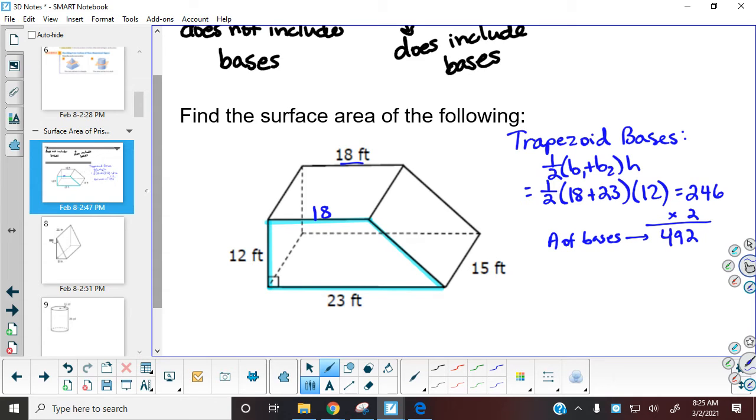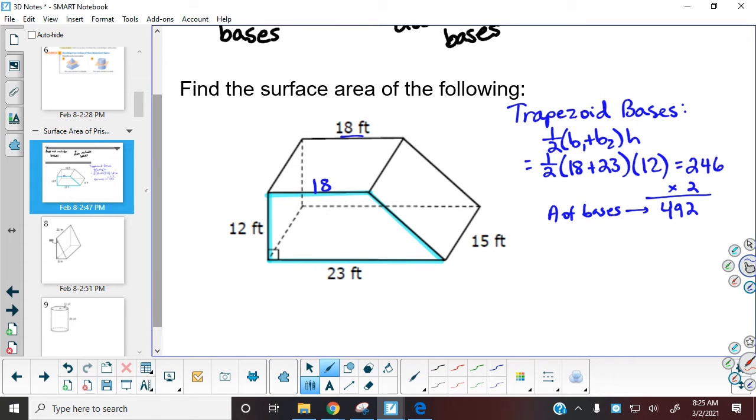So now we're going to look at the rectangles that you guys see around your figure. I'm going to start on the left-hand side here. If I look at this particular rectangle, your length and width are going to be 12 and 15. So you've got 12 by 15, and we'll do all the calculations at the end. This top rectangle is going to be 18 by 15. So we're going to go ahead and write that down, 18 by 15.